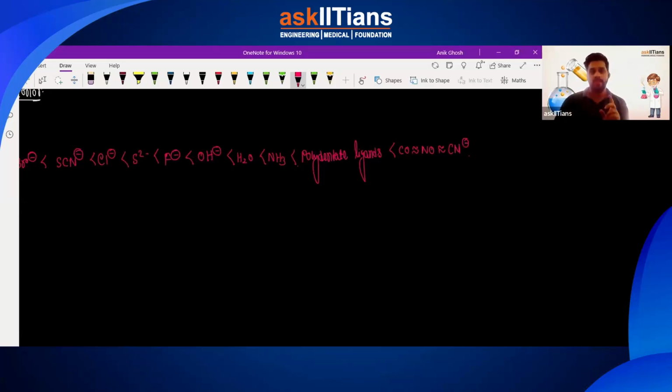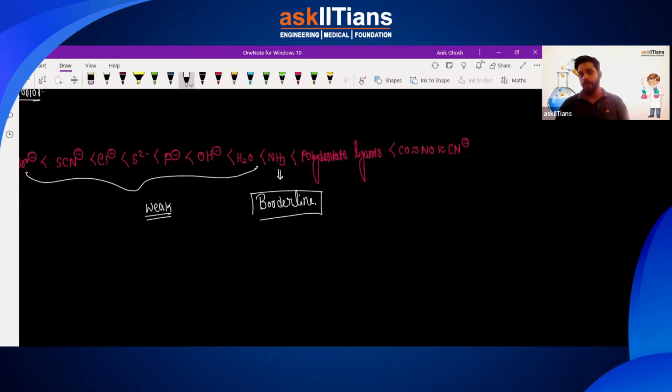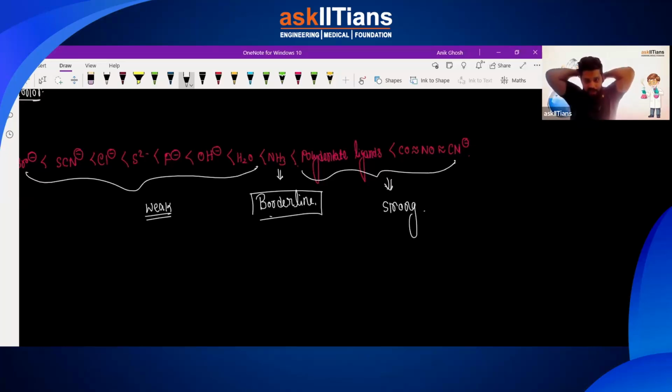But you don't have to remember the entire series. There is a thing you can do about this one. See, till water, everybody is a weak field ligand. Water is a borderline ligand, so it is in between weak and strong. From water onwards, everybody is a strong field ligand. How we understand what makes them strong field or weak is yet to come. So polydentate ligands, carbonyl, nitrosyl, and cyanide are strong field ligands, and the rest are all weak field ligands. That's how you can consider it.